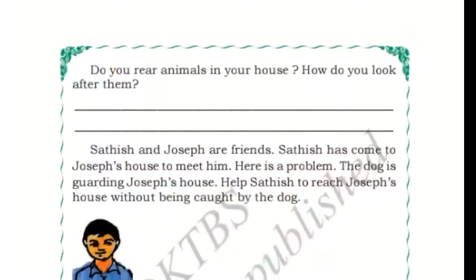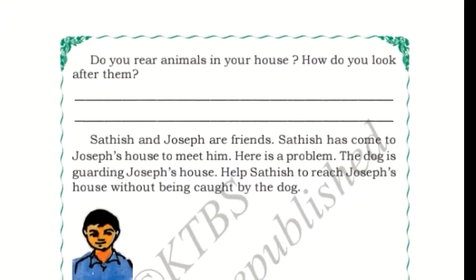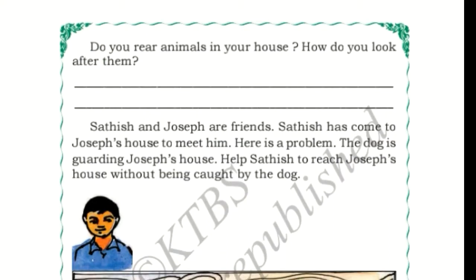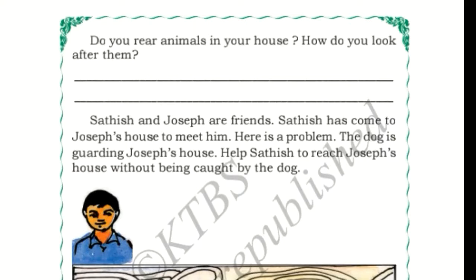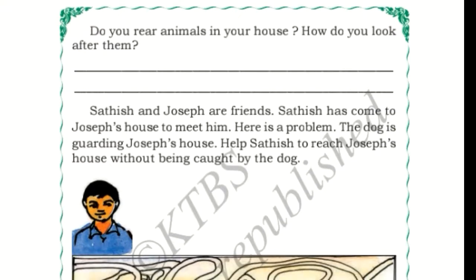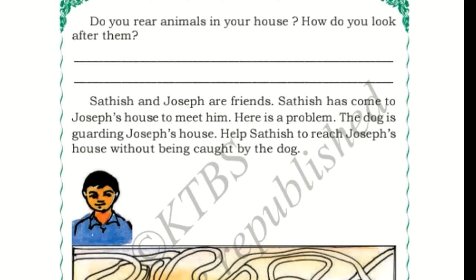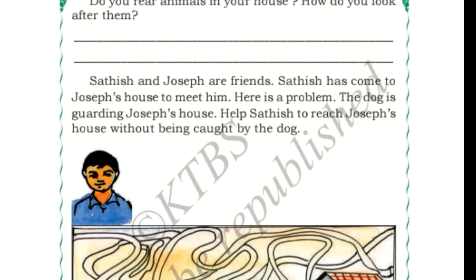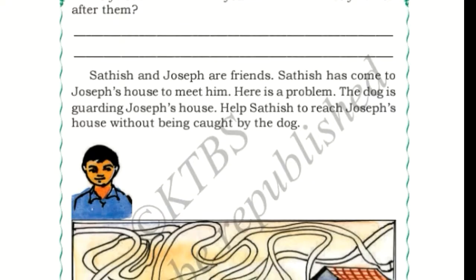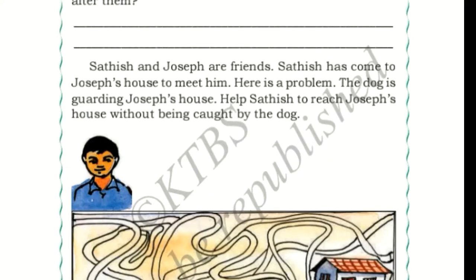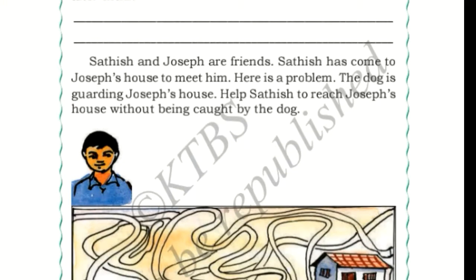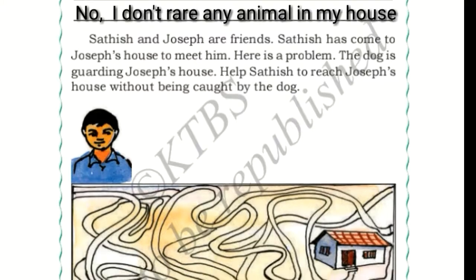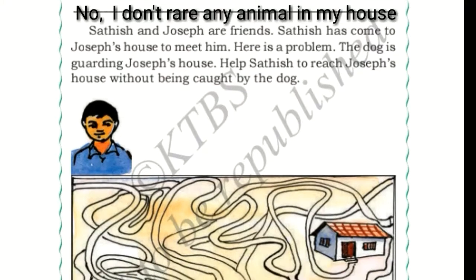Next, do you rear animals in your house? How do you look after them? Rearing of animals. This lesson you have already studied in your previous classes in third standard, right? So what is the meaning of rearing of animals? Rearing of animals means taking care of animals in the house. So do you have any animal in your house which you take care of? If you have, write yes. If you have no, write no. In my home I don't rear any animals, so I will write no, I don't rear animals in my house.